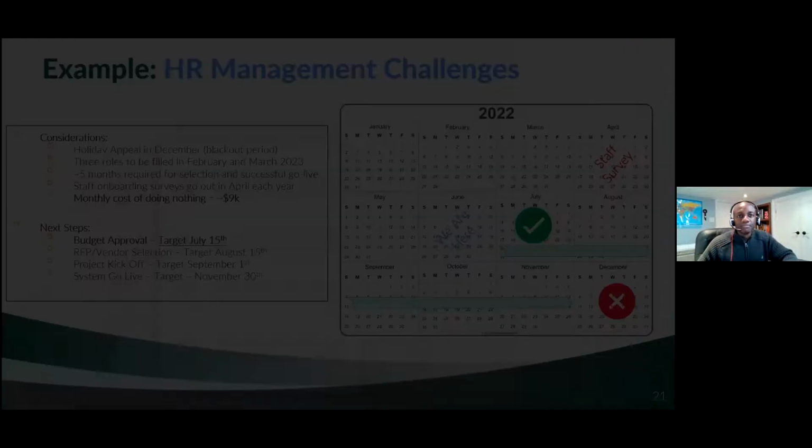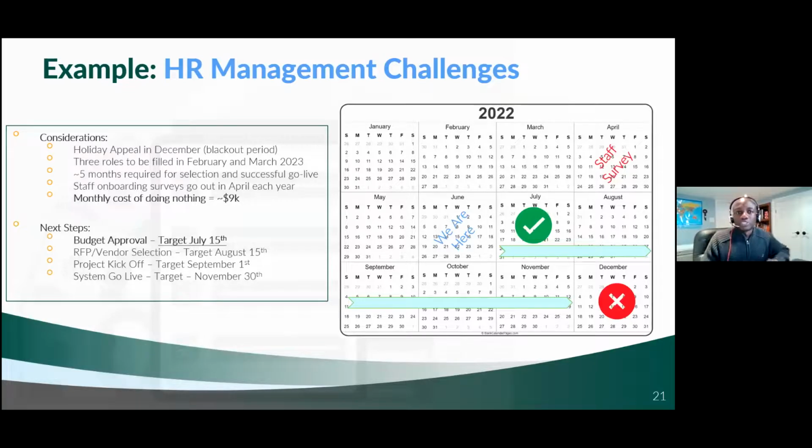Okay. So with our example, with our HR management challenges, I like this kind of view because it shows a calendar which highlights different times of the year when we should be doing certain things, right? You're going to want to call out certain considerations about your implementation plan and then what your next steps are. In this example, we've got a holiday appeal in December, so we don't want staff working on an implementation or any kind of other project work. We have roles to be filled in February and March, so we want to get the system up and running before then. We know that it's approximately 5 months to select a vendor and then get to a successful go live with our HR management solution, onboarding solution. And then we've also got our staff onboarding surveys that go out in April of each year, right?